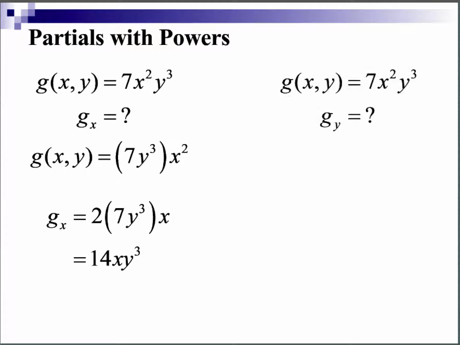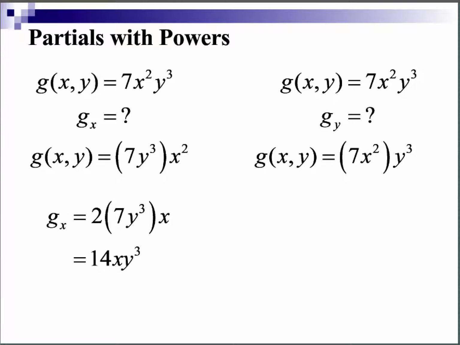Now if we move to the partial with respect to y, we're just going to follow the same exact process. Now y is the variable and x behaves like a constant. So in the original function g, 7 is a constant and now x squared is a constant. So we rewrite g as a constant, 7x squared, multiplied by a variable piece, or a variable factor, y cubed. So this looks like some constant times y cubed.